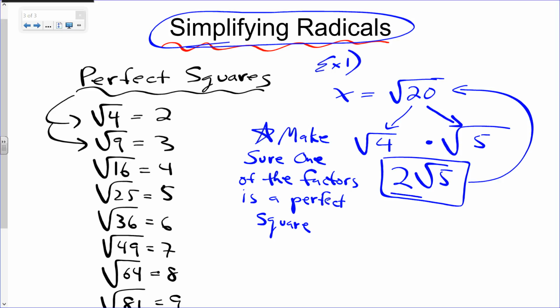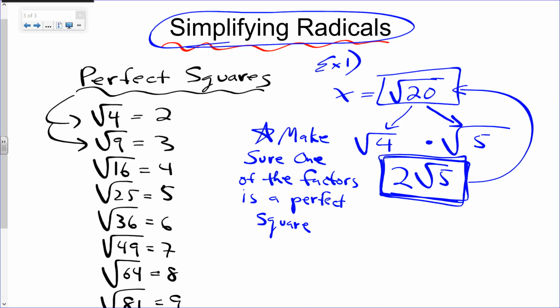This is the good manners right here. You leave your solution as 2 square root of 5, not square root of 20. We simplified square root of 20 to be 2 square root of 5. What you need to know in your mind as Math 3 students, 2 times the square root of 5 is the exact same value as the square root of 20.